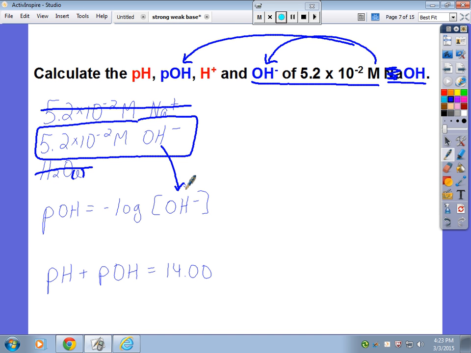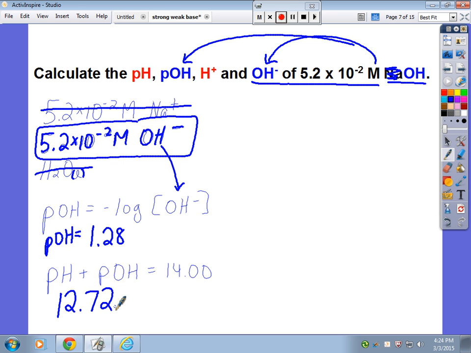Let me go ahead and put this in my calculator. I get 1.28. So my pOH is 1.28. pOH. Be careful. And this is my molarity of my hydroxide ion. That's my pOH, 1.28. What's my pH? Well, don't you subtract from 14? And I would get 12.72 would be my pH.